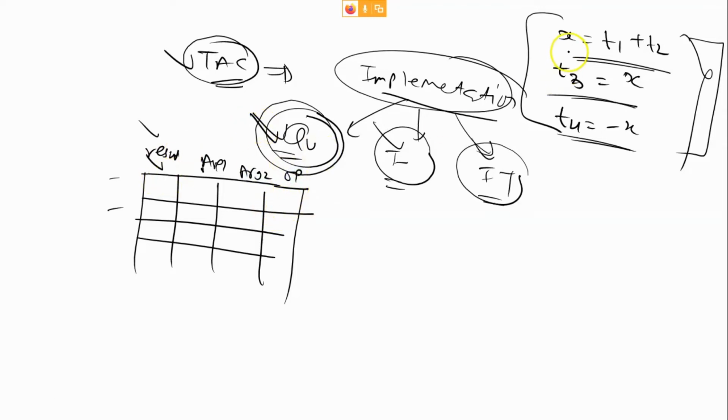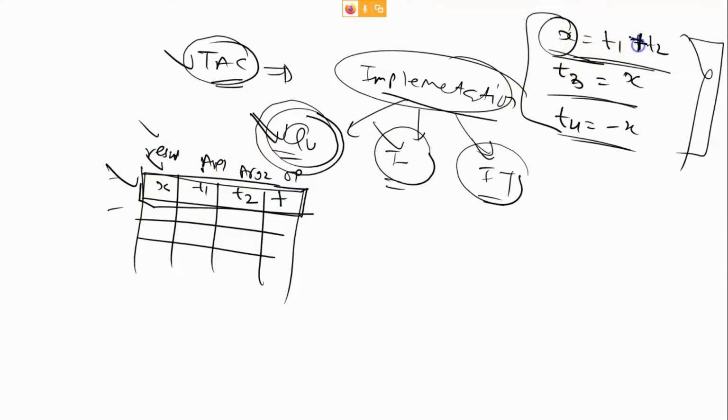Okay, for example, if you have this statement x equal to t1 plus t2, then the result is x, the operator is plus, the first argument is t1, and the second argument is t2. So this is the record that you will have in your quadruple.